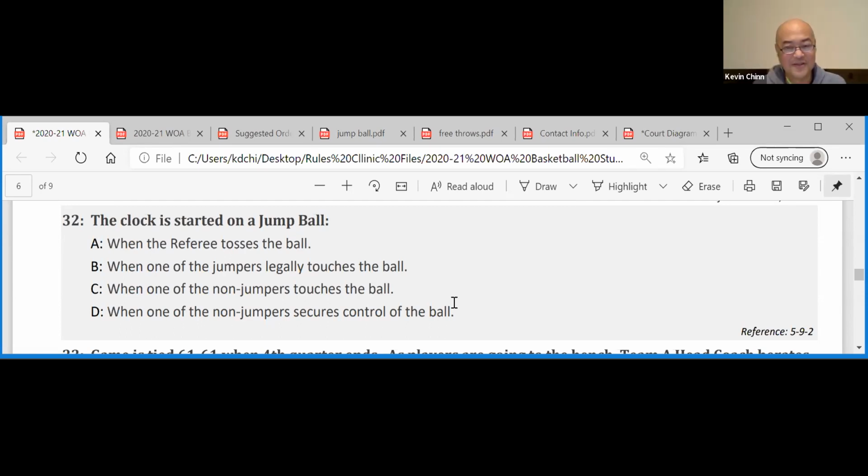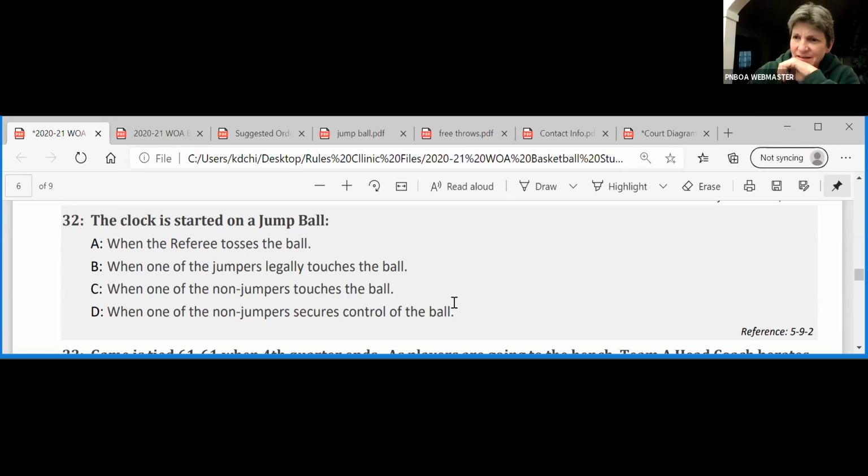What does that mean? That's when you start the clock as the scorekeeper, when the referee chops the ball in. So you think that's when it's live? The clock starts and the ball's live all at the same time. Is that what you're saying? No, I really don't know what the answer is. I think the clock starts when one of the jumpers touches the ball, but I don't. And that's correct. That's correct.